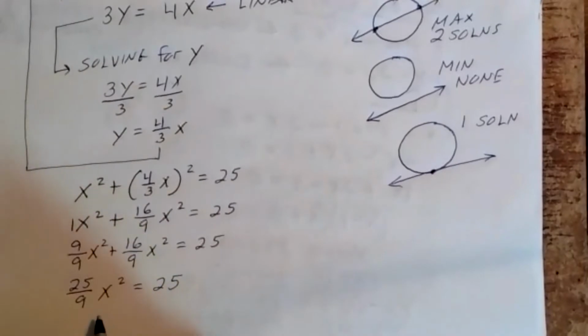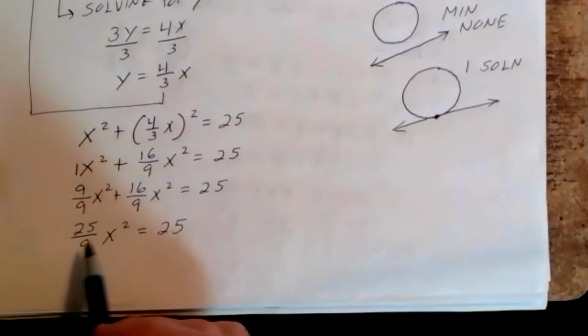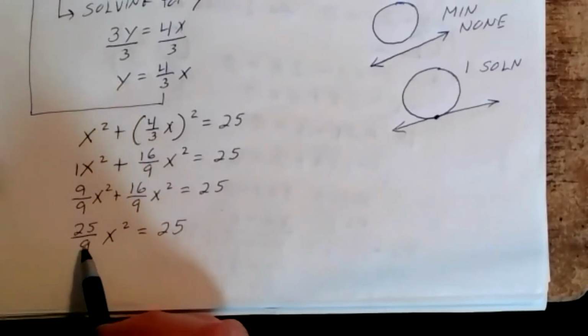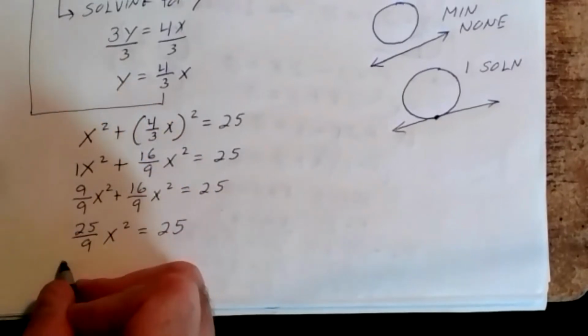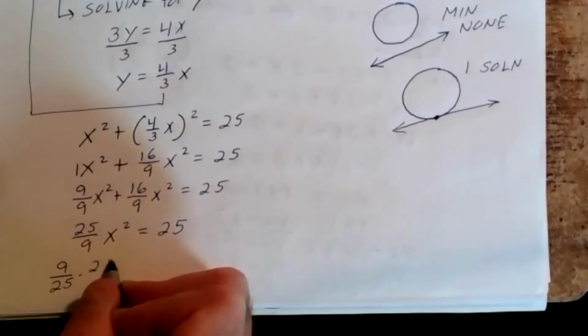Ladies and gentlemen, how do I get x squared by itself, as we will set this up for the square root method to solve this quadratic equation? How do I get x squared by itself? Multiply by 9. Okay, we can multiply both sides by 9. We can even get there even quicker if we just multiply both sides by the reciprocal of 25/9. Just multiply both sides of the equation by 9/25. That'll be even quicker.